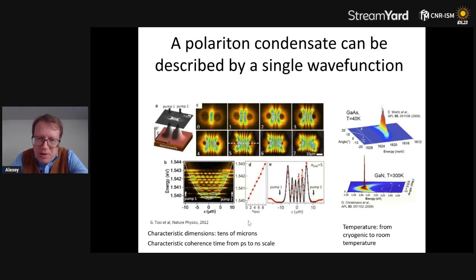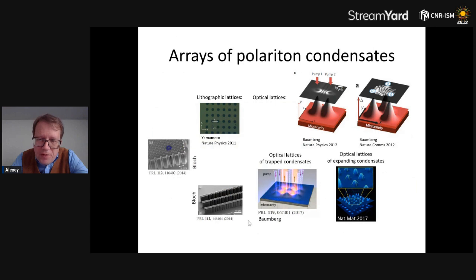So this offers a tremendous opportunity to use these very stable, coherent states for quantum information processing. And the first works during the last decade were devoted to the creation of arrays of polariton condensates. They were realized by etching of semiconductor structures or by localization of polariton condensates in optical traps. There are different methods, and actually they were very successful.